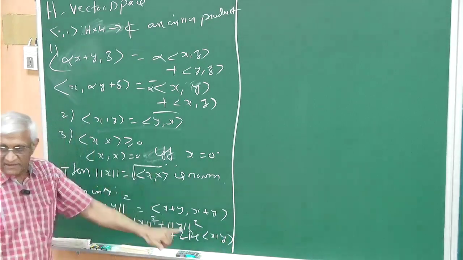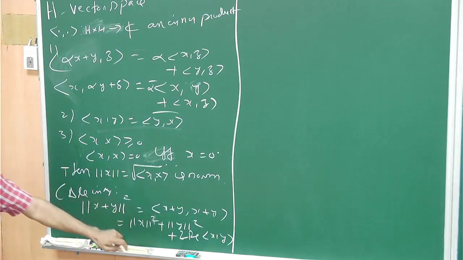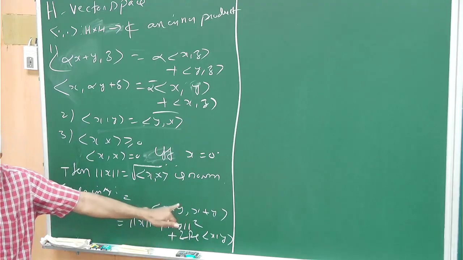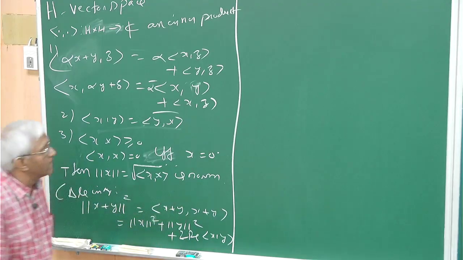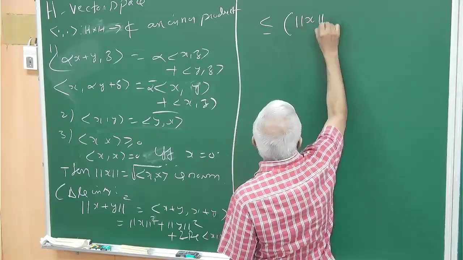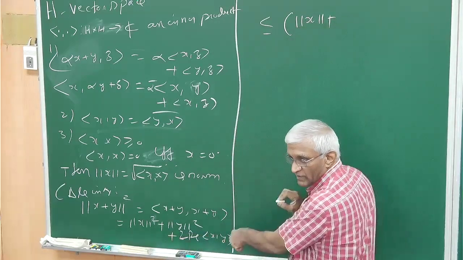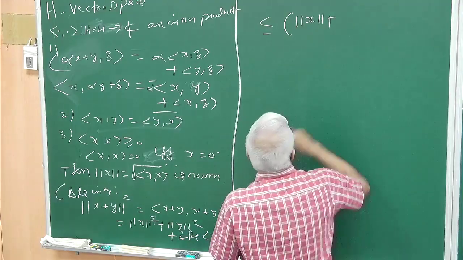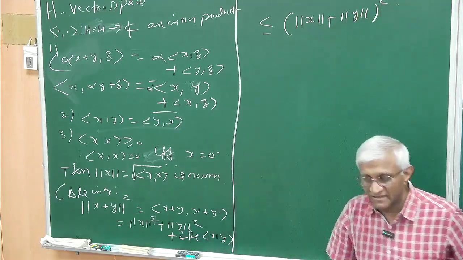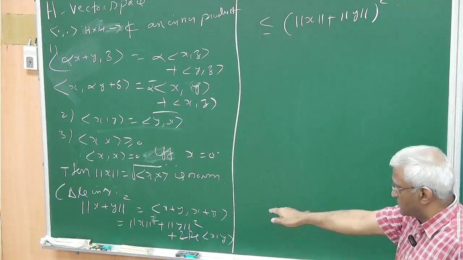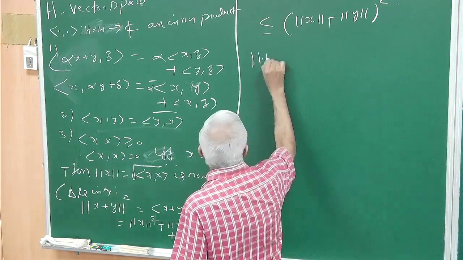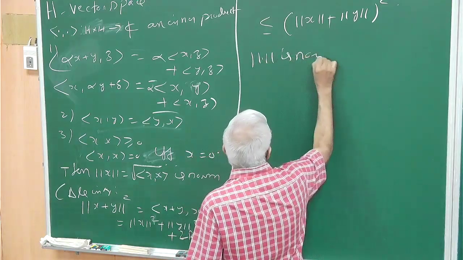And this is less than or equal to, by Cauchy-Schwarz, the modulus of <x,y>, which is less than or equal to norm x times norm y. So this is less than or equal to norm x squared plus 2 times norm x norm y plus norm y squared. We have already seen this. Because of this, the triangle inequality will follow. So this is a norm.